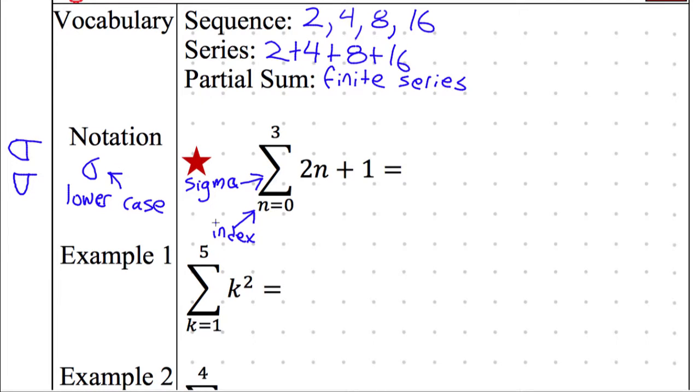We start with an index. It can be whatever letter you want. I just randomly chose n. It can be A, I, J, K, whatever you want. I chose n, and it says my index is going to start at 0. So this is the start.